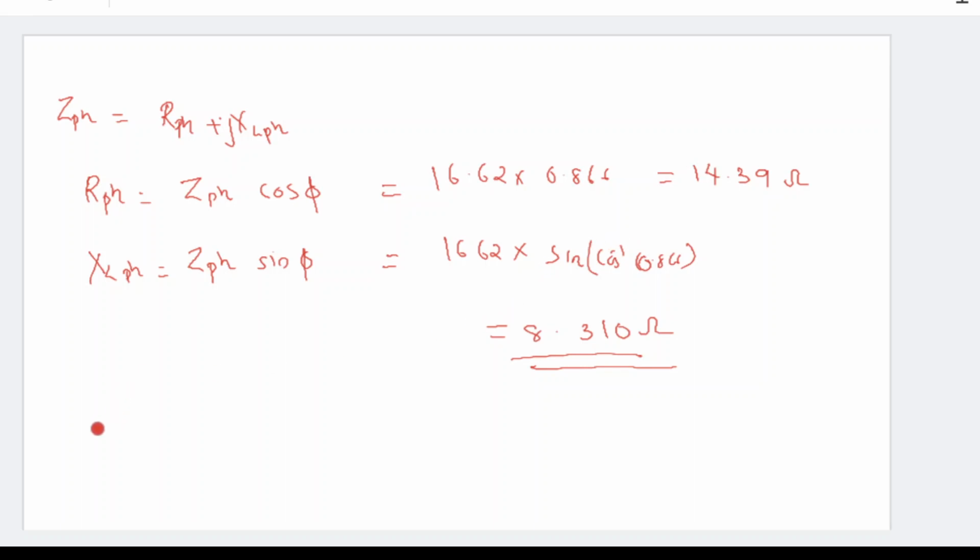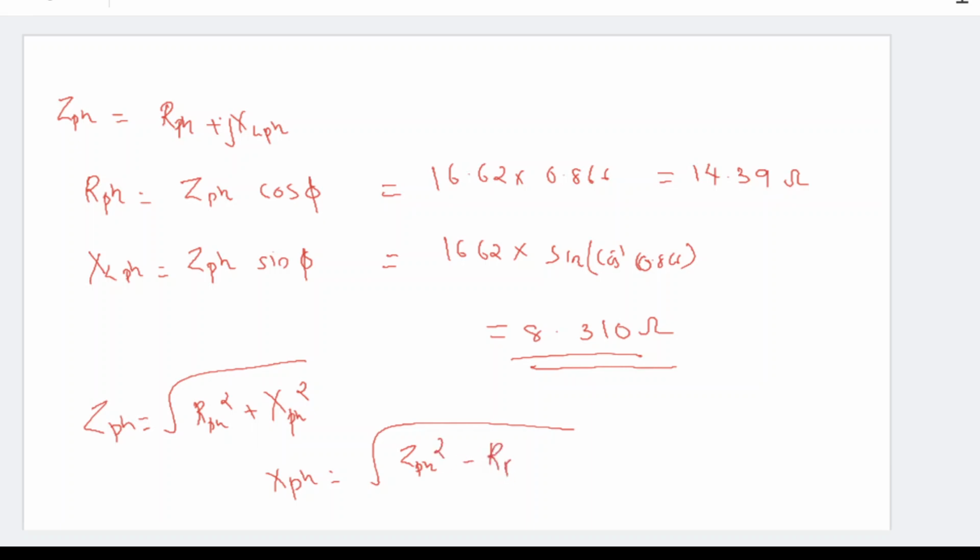Before doing it, we can find out this X phase, like Z phase is equal to root of R phase square plus X phase square. So we can also find out X phase is equal to root of Z phase square minus R phase square. You can use this equation also if you don't want to use this cos inverse and all those things. Okay. So now I just want to do one more problem.